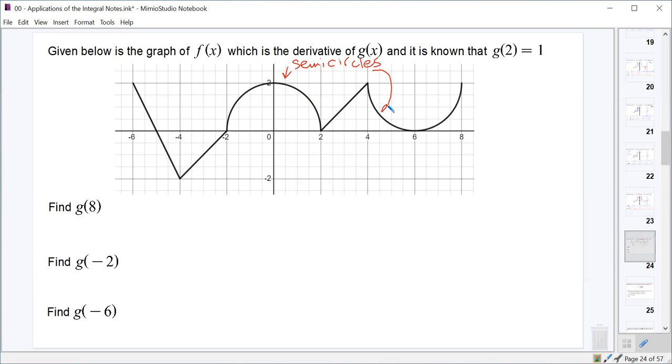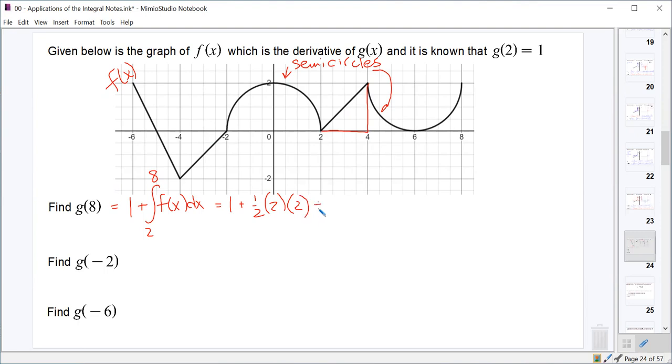If we want to find g of 8, knowing that this is f of x and f of x is the derivative of g of x, and we know that g of 2 is equal to 1, then to find g of 8, we just need to do the value of g at 2 plus however much we add in between 2 and 8 as an area underneath this curve. If we think about that, from 2 to 4, we're looking at a triangle. So we have 1 plus 1/2 the base, which is 2, times the height, which is 2.